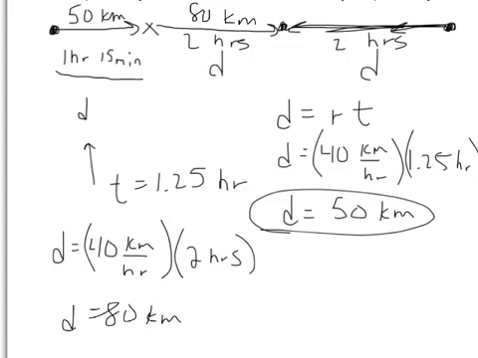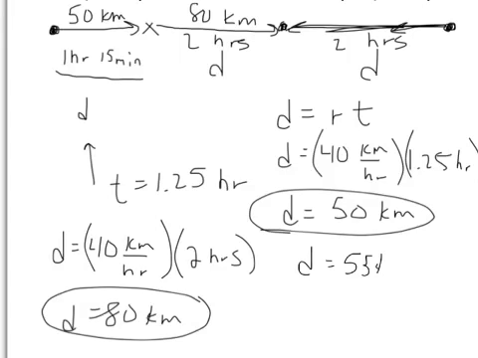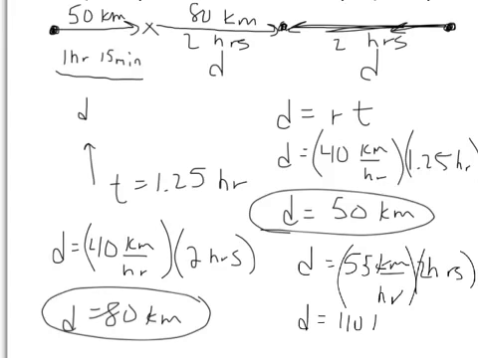Next, we then have to look at the car traveling from Queensbury in this direction, and it travels 2 hours before they meet up here. Well, 2 hours at a rate of 55 kilometers an hour means that it travels a total of 110 kilometers. So that's the distance on the third leg of the trip.